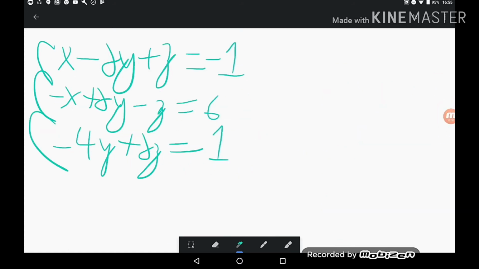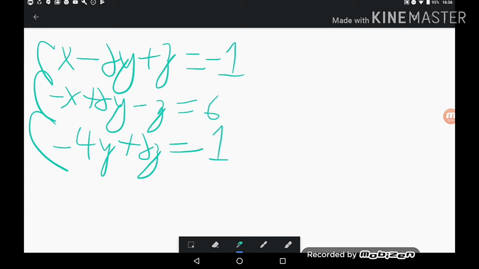Okay, so x minus 2y plus z equals negative 1. Negative x plus 2y minus z equals 6. Negative 4y plus 2z equals 1. Now, as you can see, there is no giveaway this time, because these are all equations that are not simple, like the last one we did in the previous few examples where we had 4z equals negative 16.